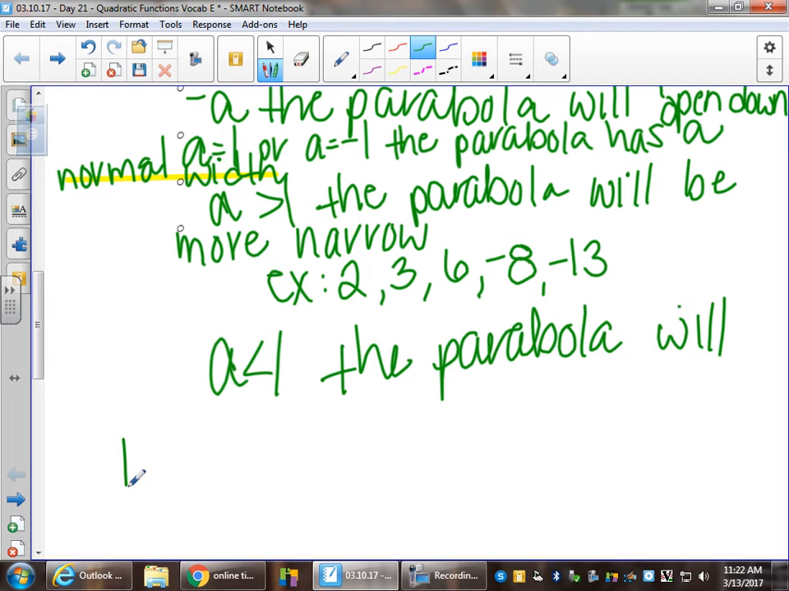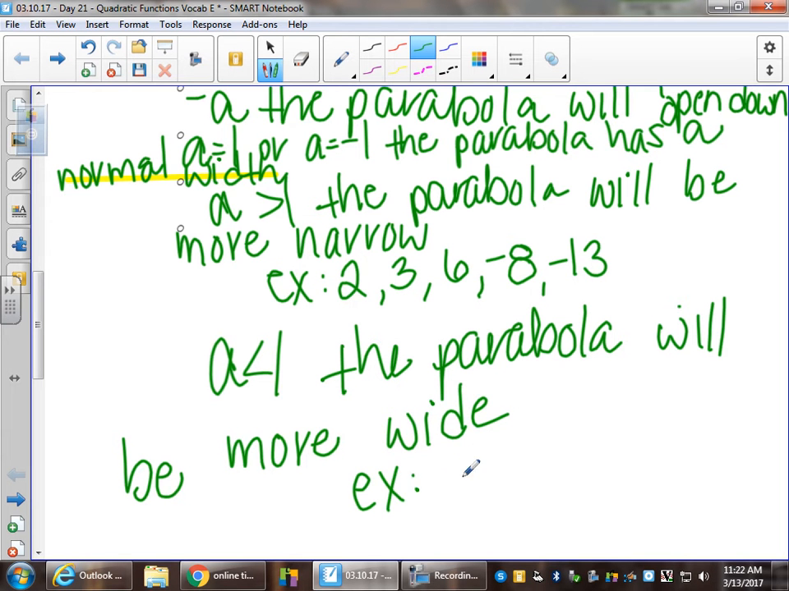If A is less than 1, the parabola will be more, what do you think? Wide. Again, ignore the sign. So 1/2 is an example. Negative 2/3 is an example. We don't care that it's negative. We only look at that number to determine if it's less than or greater than 1. Negative 1/4. 2/5.